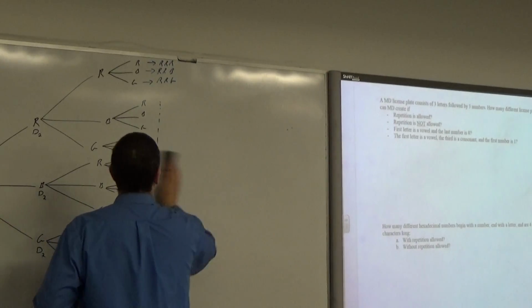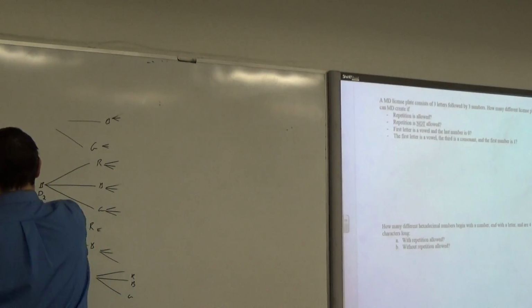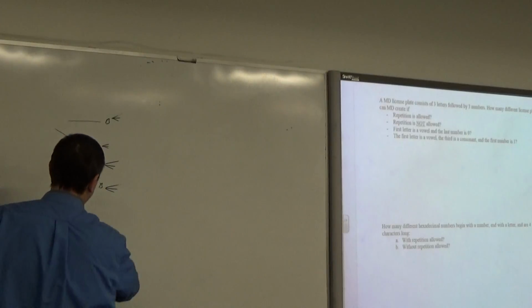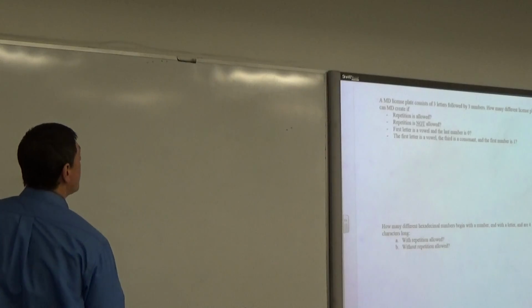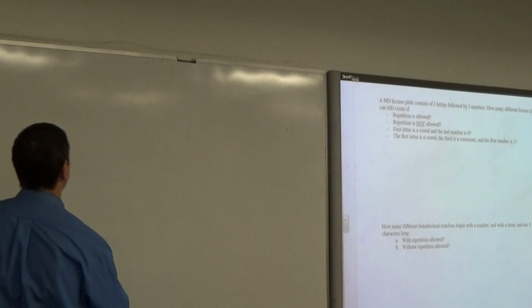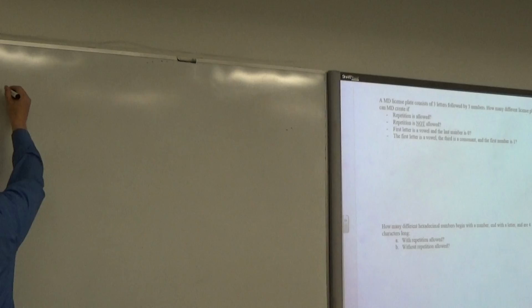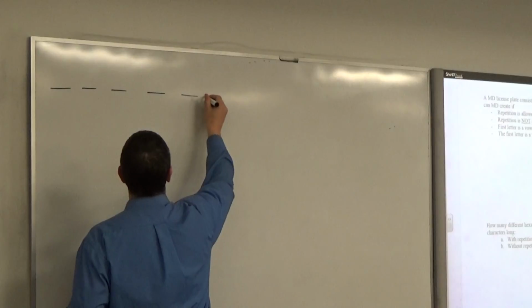Okay, so these aren't too difficult. Let's just go ahead and keep these going. So a license plate has 3 letters, 3 numbers. Okay, so we're going to have 6 spaces.